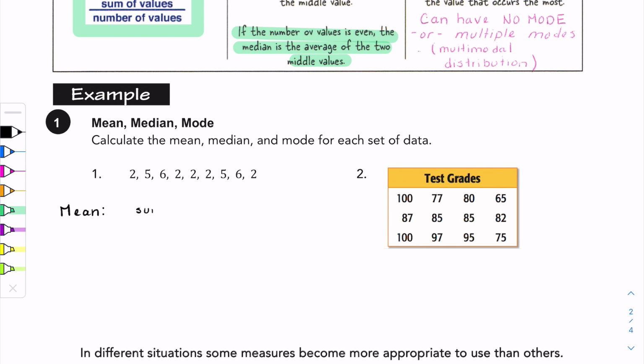So we have the sum, which is 32, divided by the total. And when I just added those together, I added 9 values total. So 32 divided by 9, when I divide that out, it's approximately 3.556. So approximately 3.556 is going to be the mean.